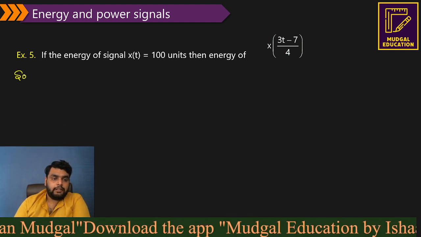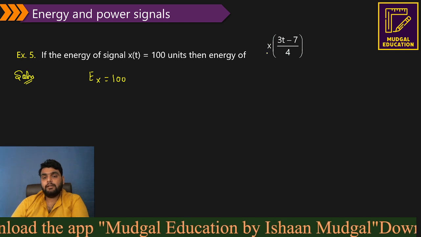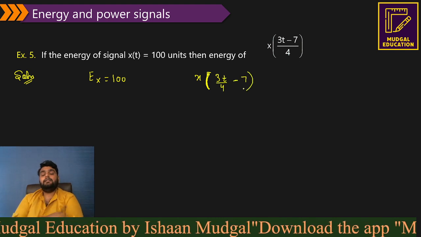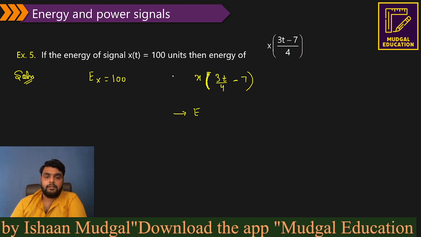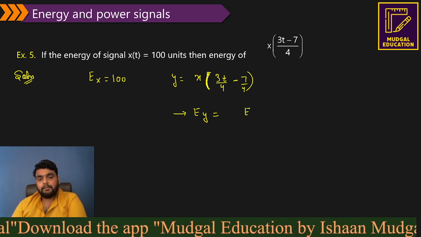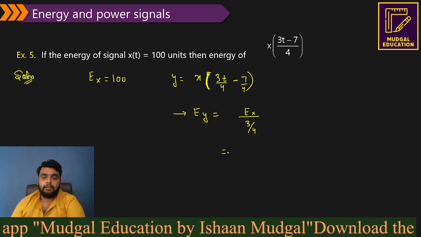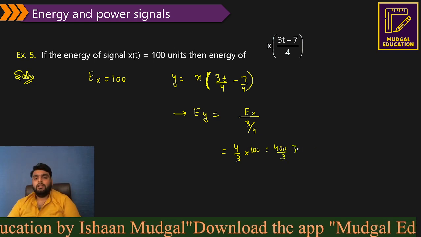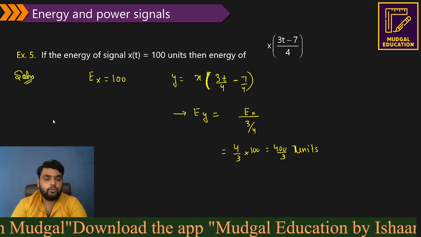Okay, so I hope you have already solved it. Let's start the solution. We are given that the energy of signal x(t) is equal to 100. Now here you can see I can represent this signal like this also, x(3t by 4 minus 7). If I can represent the signal like this, what will happen to the energy of this signal? Let's suppose it is y. There is no amplitude scaling here, so it will be Ex divided by the time scaling, which is 3 by 4. So 4 by 3 multiplied by 100, it becomes 400 by 3 joules. Or units, they didn't mention the unit, so 400 by 3 units. Okay, understand? In this way you can use this particular formula.